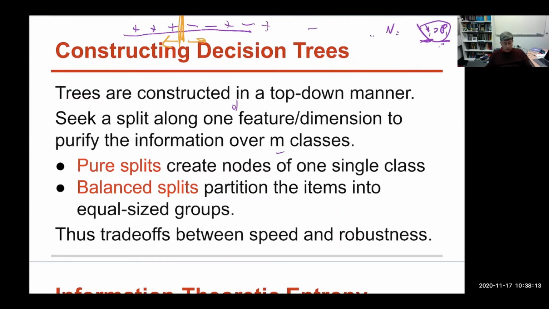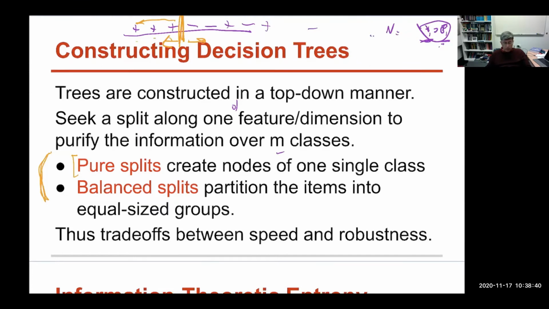There are two different issues when you're trying to identify a threshold for a variable. You might seek a pure split. A pure split is something like this. On one side, all three of these examples are positive. On the other side, it's a mix of things.